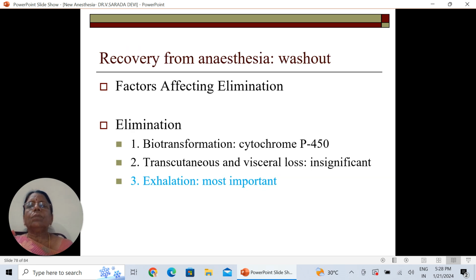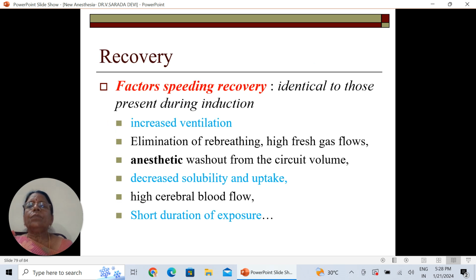Recovery from anesthesia, or washout. What are the factors affecting the elimination? Elimination by biotransformation, cytochrome P450, or transcutaneous and visceral loss is insignificant. Exhalation is most important. What are the factors speeding the recovery? Identical to those present during induction. There is increased ventilation, elimination of rebreathing, high fresh gas flows, anesthetic washout from the circuit volume, and there is decreased solubility and uptake, high cerebral blood flow and short duration of exposure.